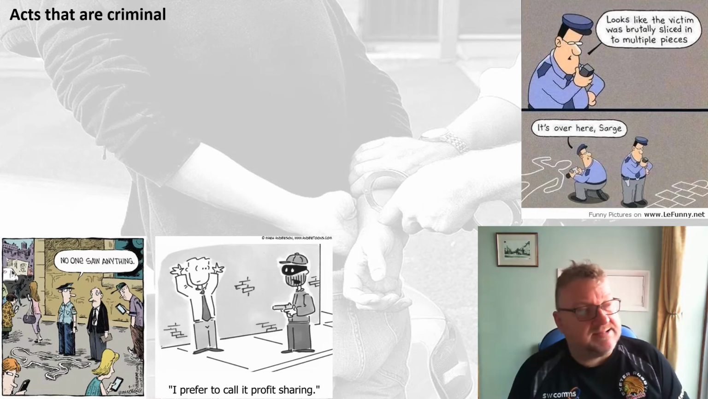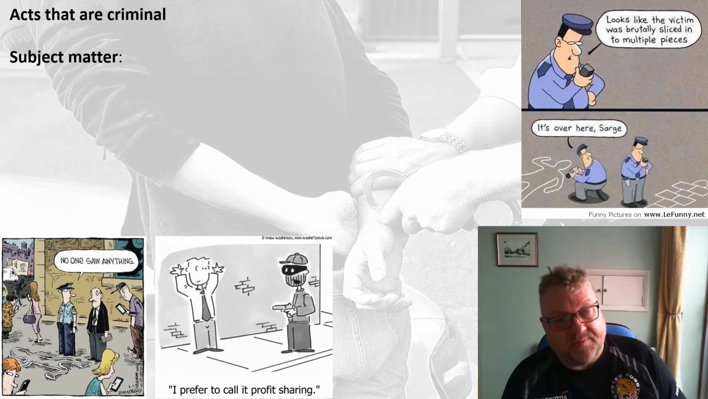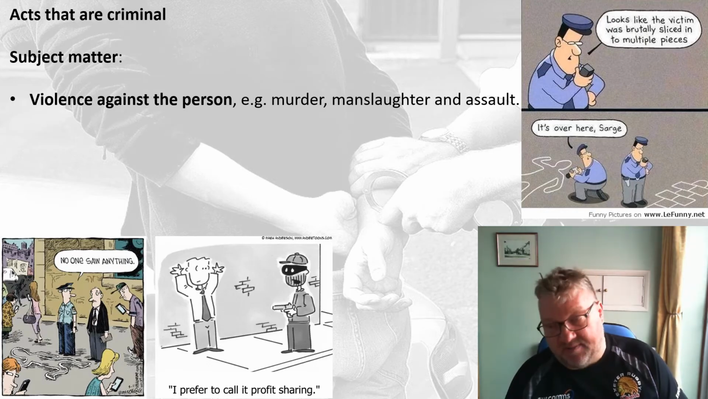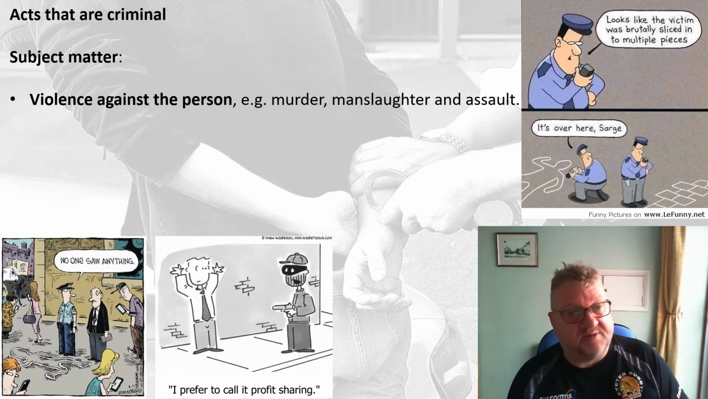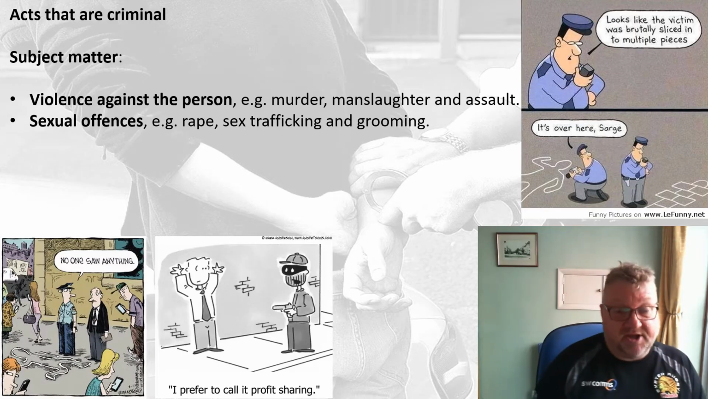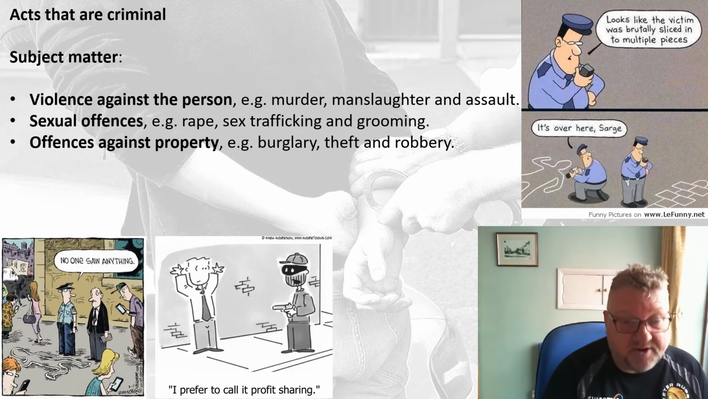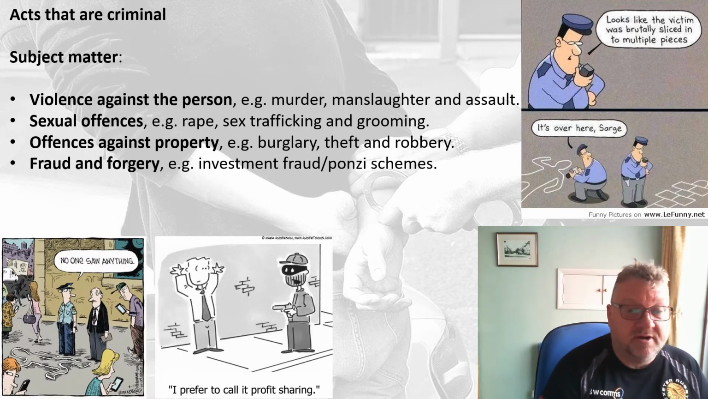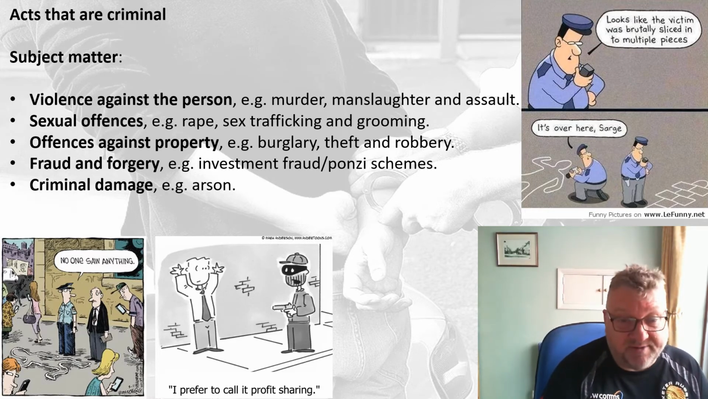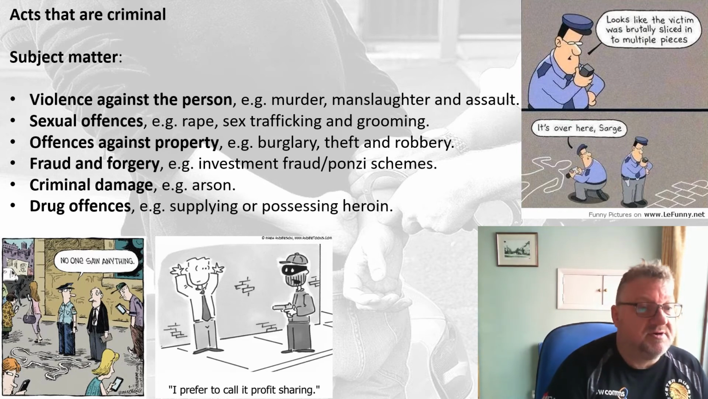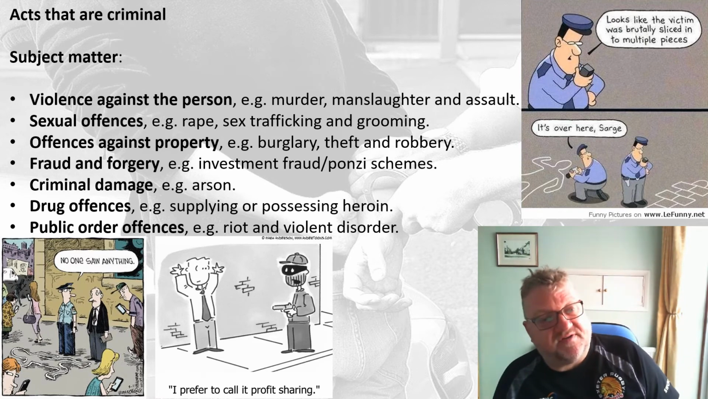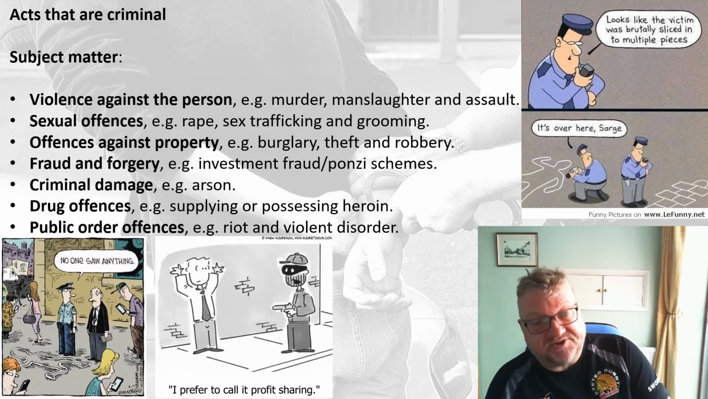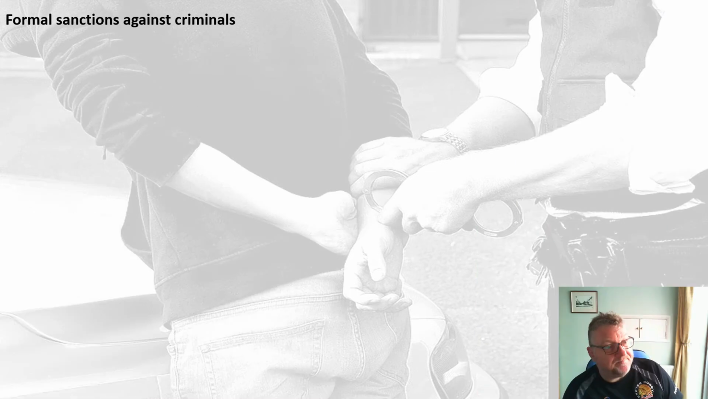So when we look at acts that are criminal, they can be criminal based on subject matter. It can be violence against a person, so that can be crimes like murder, manslaughter and assault. It can be sexual offences: rape, sex trafficking, grooming. It can be offences against property, such as burglary, theft and robbery. Fraud and forgery, such as investment fraud or Ponzi schemes. We'll find out a bit more about those in other parts of the course. Criminal damage, such as arson and vandalism, or drug offences, such as supplying and possession of heroin. Or public order offences, riot and violent disorder.